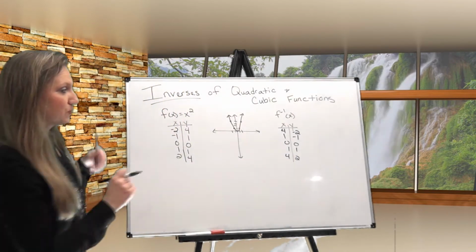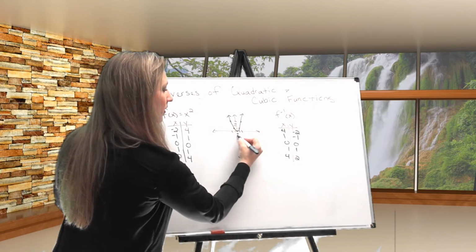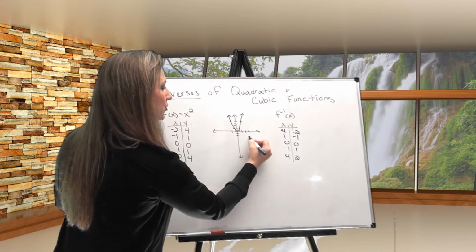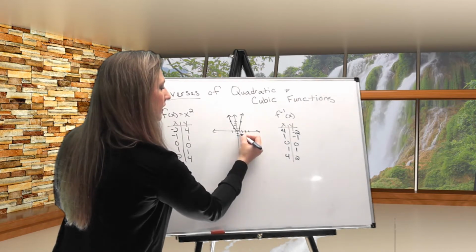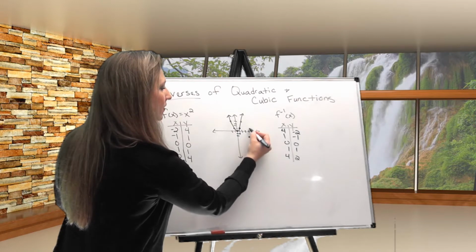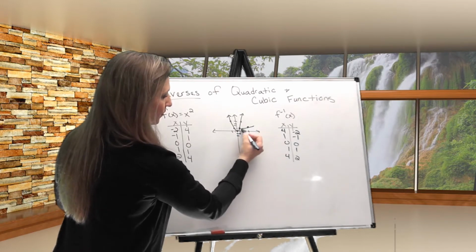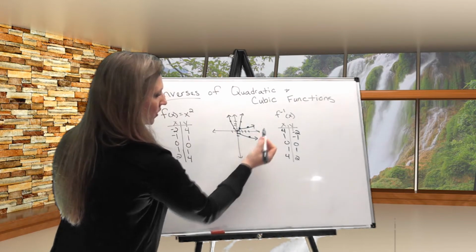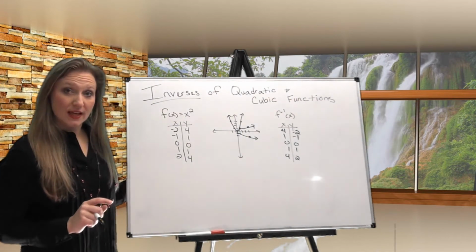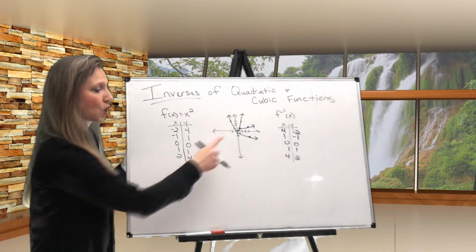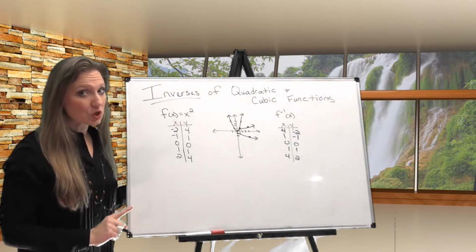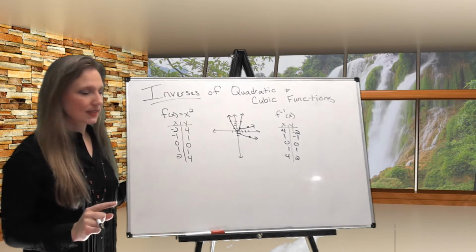Now I'm going to graph these points. So I've got 4, -2, 1, -1, 0, 0, 1, 1, and 4, 2. So that's what the inverse of the quadratic function looks like. The problem is our new graph is not a function. It is the inverse, but it's not a function as it is.